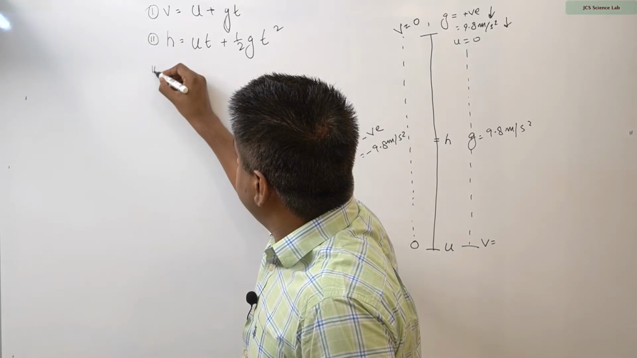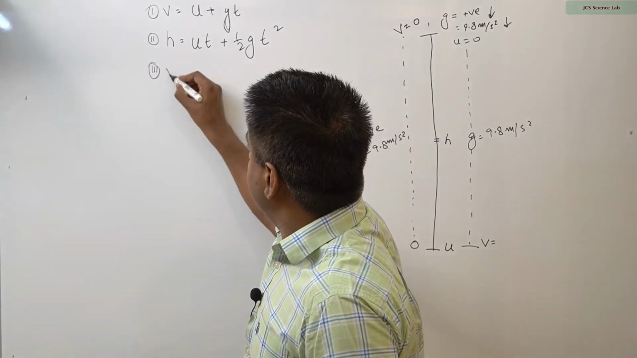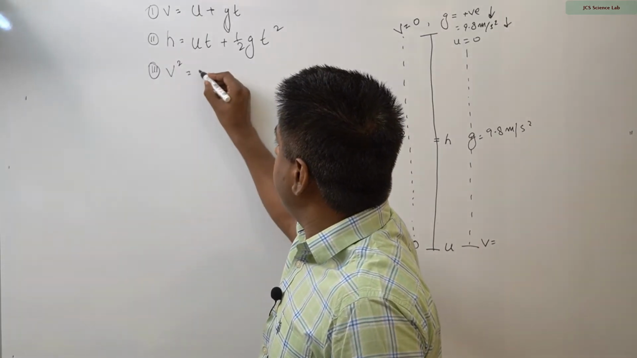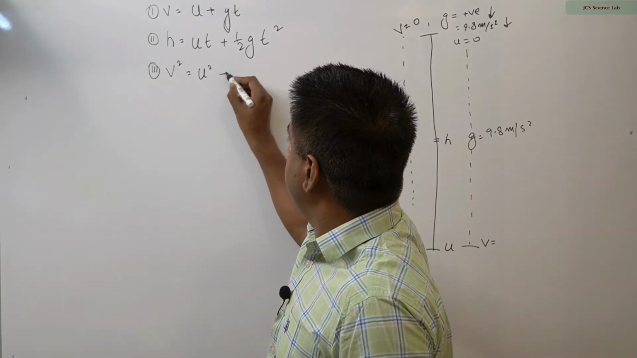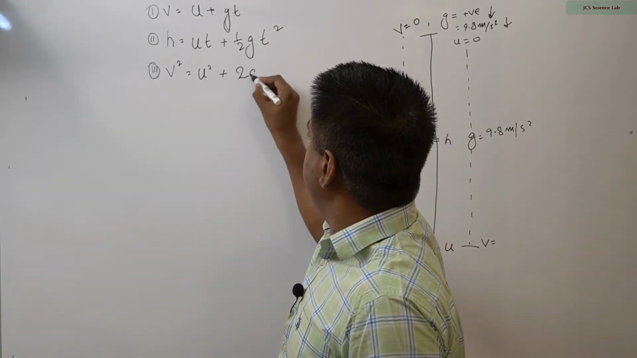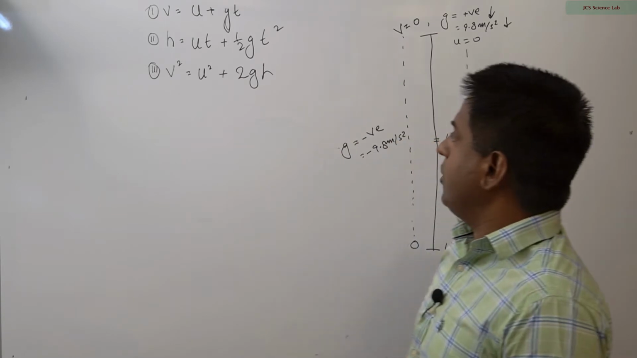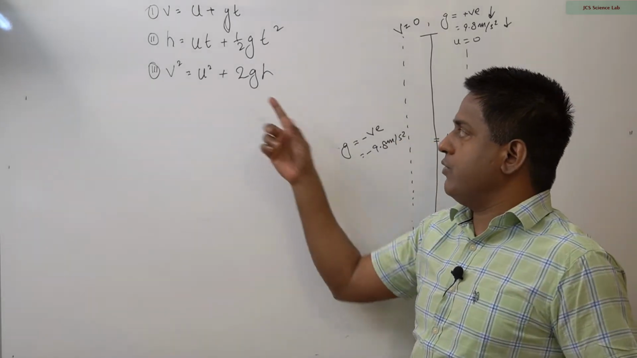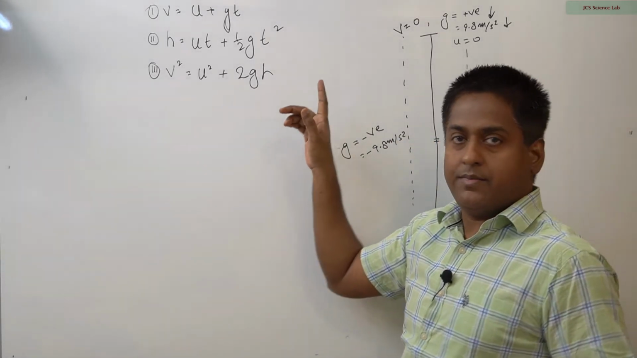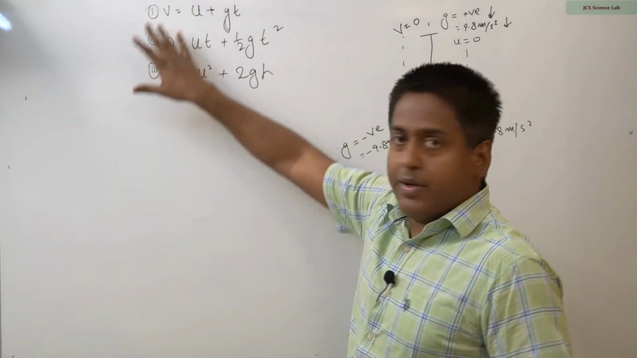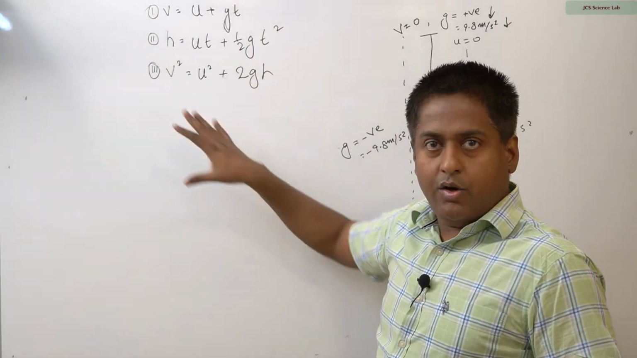Third is square of final velocity is equal to square of initial velocity plus 2GH. It's equivalent to V square is equal to U square plus 2AS. These three equations we'll be using in the numericals.